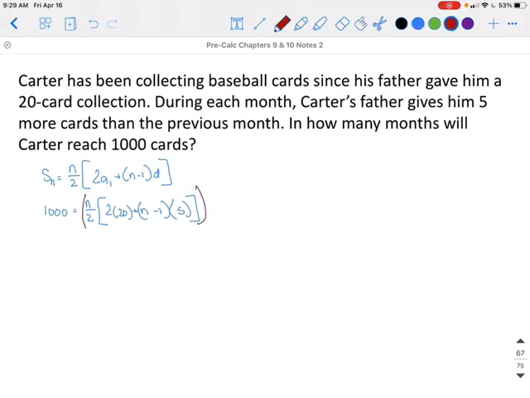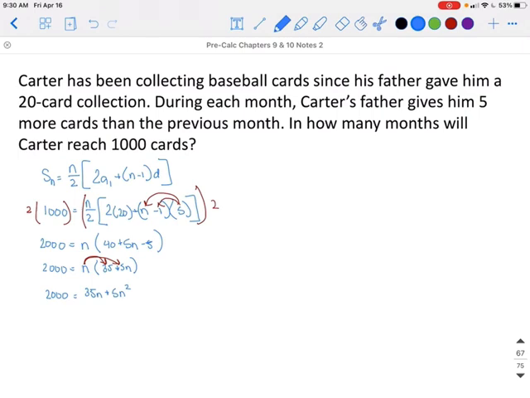So to get rid of this 2 in the denominator, we can multiply both sides by 2. So we'll have 2,000 is equal to n times 2 times 20 gives us 40. If we distribute this 5, then we're going to get plus 5n minus 5. If we combine like terms, that's going to give me 35 plus 5n. Now we can take this n and we can distribute it to both parts. So we have 2,000 is equal to 35n plus 5n squared.